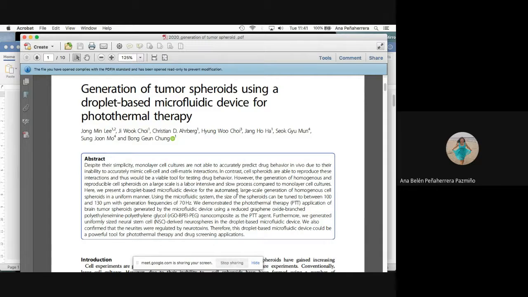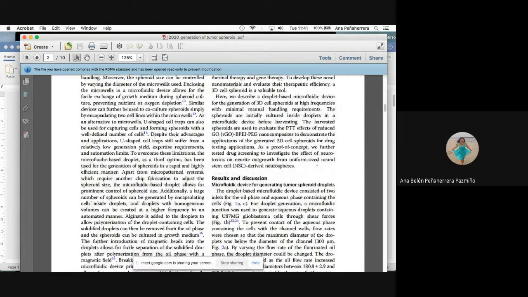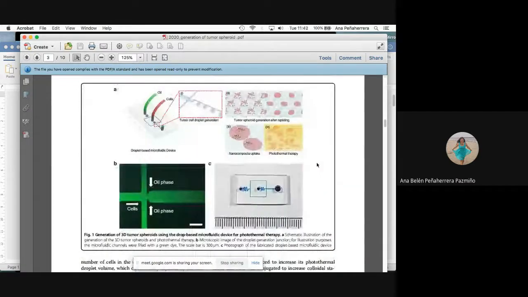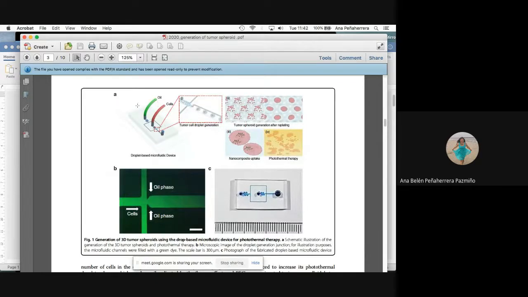That's why it is important to recreate the in vivo conditions with 3D spheroids, because they simulate cell-to-cell interactions and cell-to-matrix interactions as well. So how did they produce these spheroids? They use microdroplets. As you can see here, the microfluidic device has an inlet for the oil phase, which is the fluorinated oil, and also an inlet for the cell suspension.